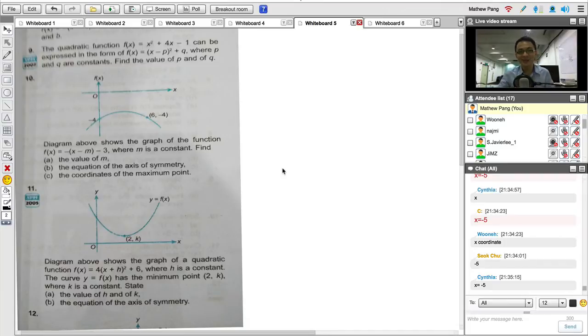Yes, so can you do the completing the square? Alright, if I want to do the completing the square, first thing I just copy down the question first. f(x) equals x squared plus 4x minus 1.